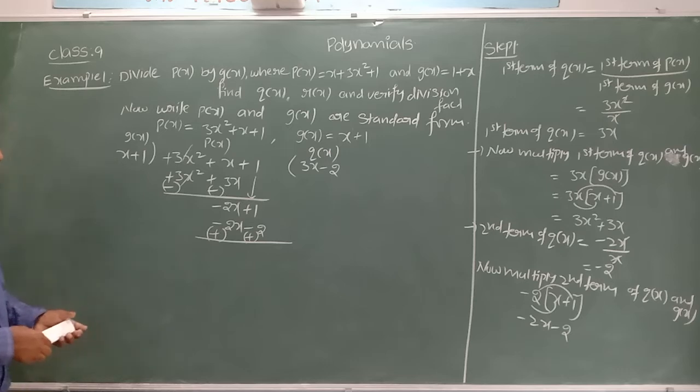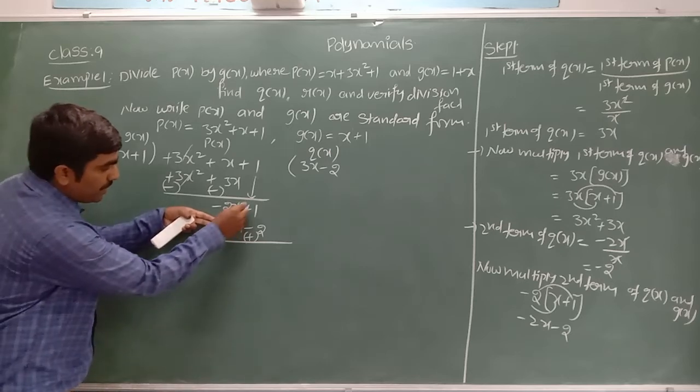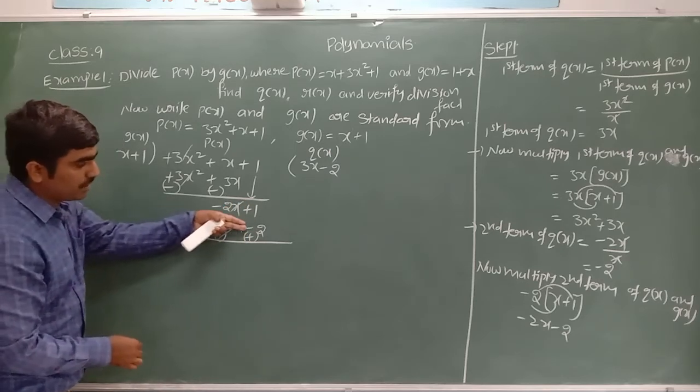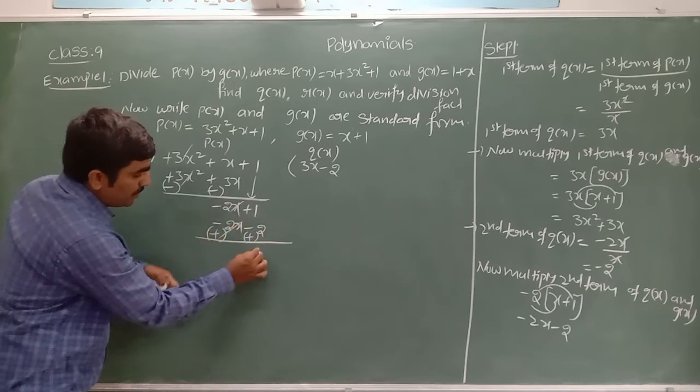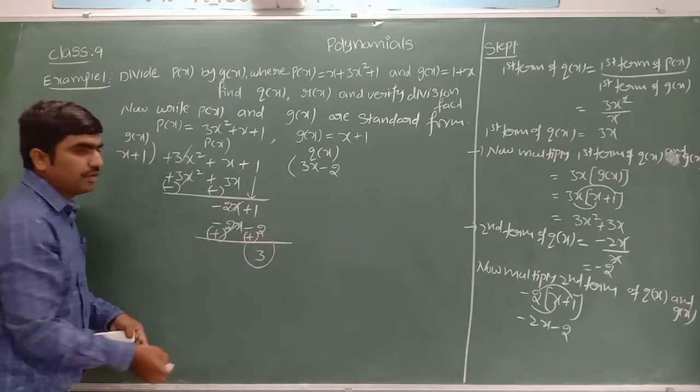Now consider only the new symbols. We can write minus 2x plus 2x, both are cancelled. Plus 1 plus 2, right? We can write plus 3. What is the remainder now? 3.